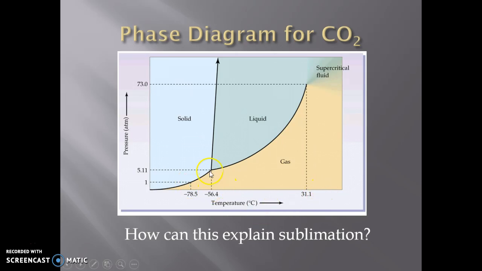What else? Here's the triple point: a pressure of about 5 atmospheres, a temperature well below zero, however. Critical temperature is 31.1 degrees Celsius, but a reasonably high pressure, 73 atm. So sublimation, how can this explain sublimation? At normal atmospheric pressure, it goes from solid to gas. It doesn't go to liquid. So this is why sublimation happens with solid CO2.